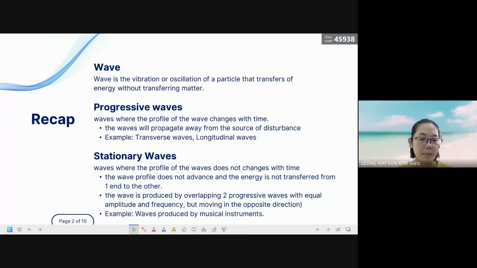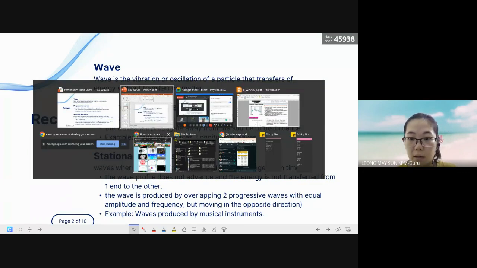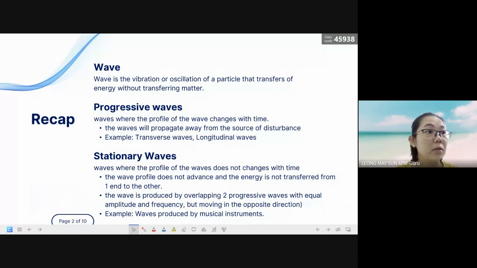Okay, a quick recap on what waves are about. A wave is a vibration or oscillation of a particle that transfers energy without transferring matter. So the first thing is it's a vibration or oscillation. A very quick example, let's see where my simulations are. Okay, so I'm just going to let that run for a while.